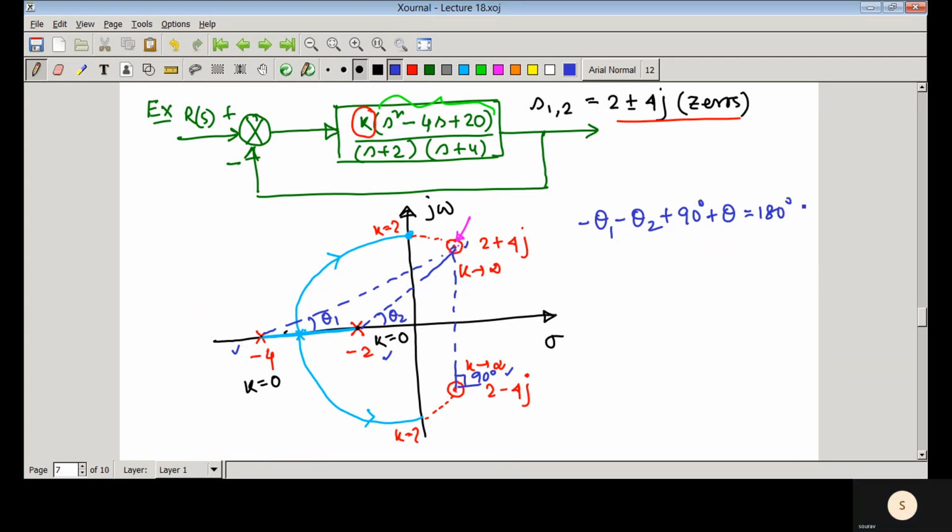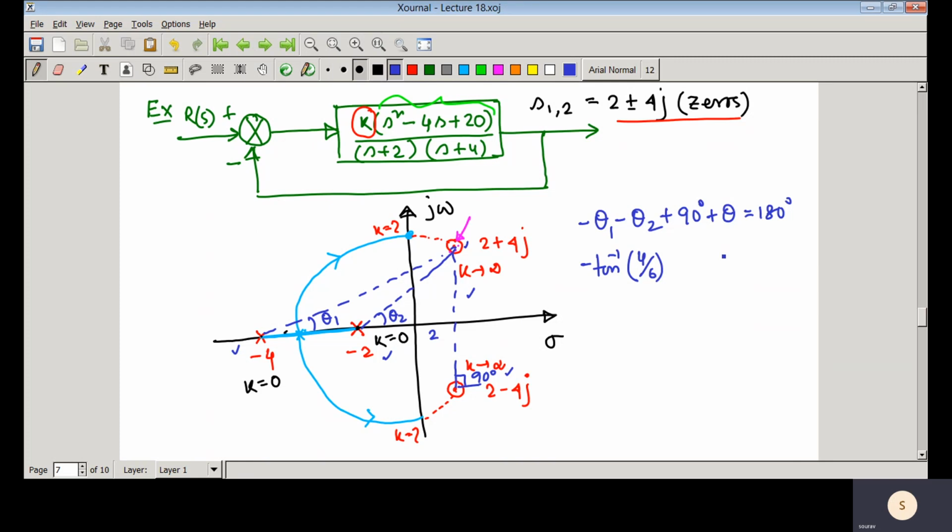So now we can see what is that theta 1. So this length is 2, this length is 2, and this is 6. So total this base is 6. So that is minus theta 1 equal to tan inverse. So this length is 4. So that is theta 1 equal to tan inverse of 4 by 6.